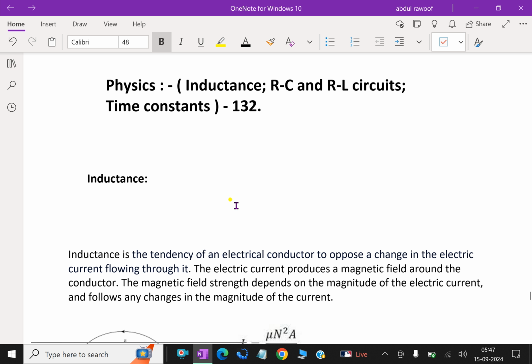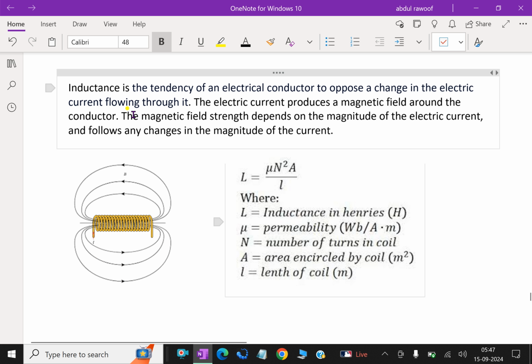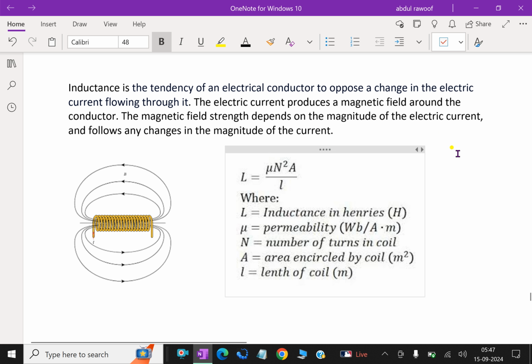Now let us discuss generally what inductance is first. Inductance is the tendency of an electrical conductor to oppose a change in the electric current flow through it. The electric current produces a magnetic field around the conductor. The magnetic field strength depends on the magnitude of the electric current and follows the changes in the magnitude of the current.